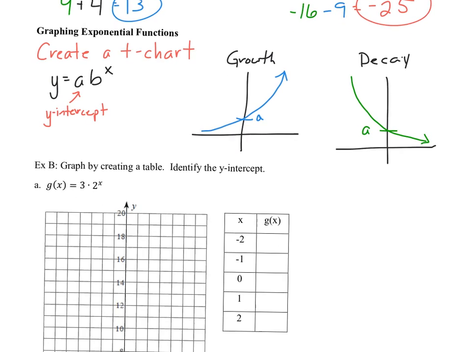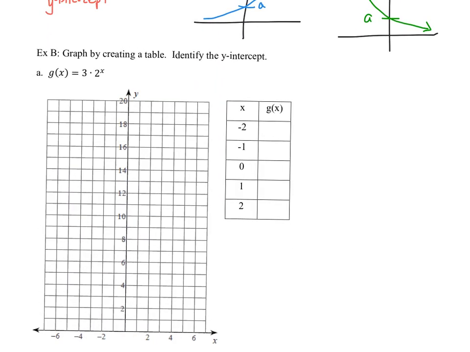Now let's actually do some graphing. I've given you the function g of x equals 3 times 2 to the x, and we want to identify the y-intercept and fill in this t-chart. If I don't give you a specific t-chart, you can default to negative 2 through 2, going by intervals of 1. To fill in the first blank, I'm going to do 3 times 2 to the negative 2, and that gives me 0.75, because negative exponents lead us to fractions. For the next one, 3 times 2 to the negative 1 gives me 1.5.